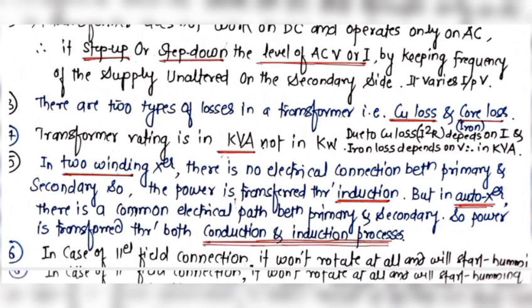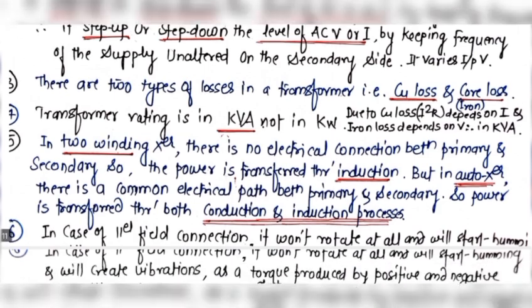In a two-winding transformer, there is no electrical connection between primary and secondary, so the power is transferred through induction. But in an auto transformer, there is a common electrical path between primary and secondary. So power is transferred through both conduction and induction processes.